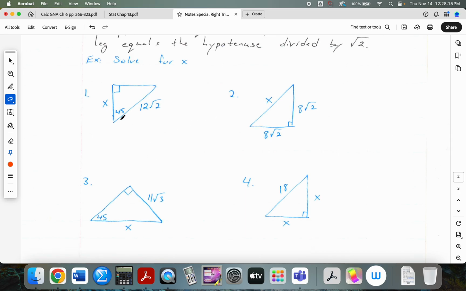So here, we have the hypotenuse. We're trying to get the leg. It's a 45, 45, 90 triangle. So x is just going to be 12 square roots of 2 divided by the square root of 2, which is 12. I wouldn't even expect that you would write anything down for a problem like that.